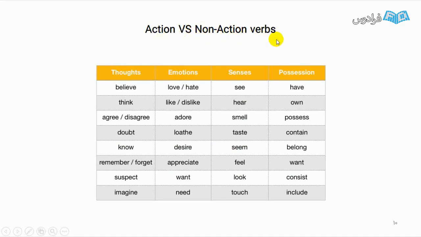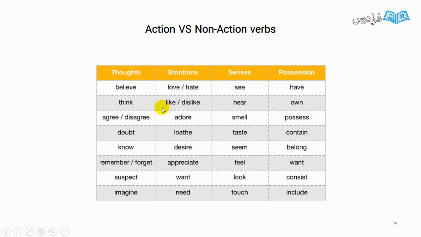Now I want to talk about action and non-action verbs. What are non-action verbs? As you can see, there isn't any action. When we are talking about our thoughts, emotions, senses, and position, exactly we are talking about non-action verbs. Believe. When I say I believe, there isn't any action. But when I say I walk, there is an action, walking. When I say I eat, there is an action, eating. But when I say I think or I agree, they are thoughts.